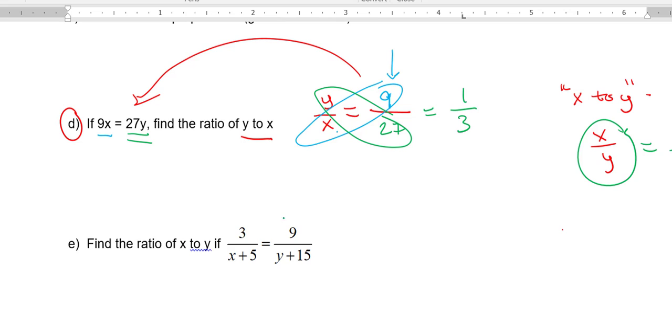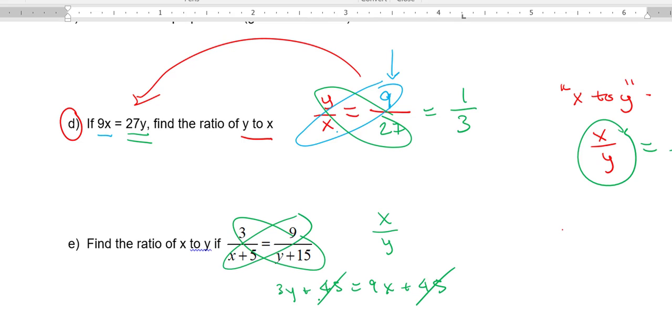Let's try another one. Find the ratio of x to y here. So I'm looking for x to y. If I cross multiply, I get 3y plus 45 equals 9x plus 45. Conveniently, the 45s would drop out. If I subtract 45 from both sides, 3y equals 9x.